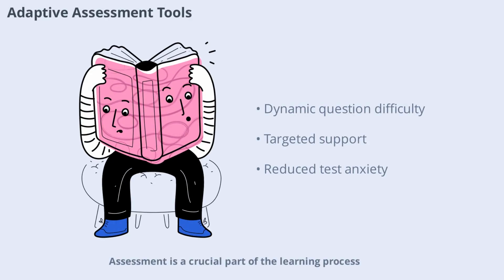Assessment is a crucial part of the learning process, and adaptive tools are making it more effective. These tools adjust the difficulty and type of questions based on student responses, providing a more accurate measure of understanding. Adaptive assessments can identify specific strengths and weaknesses, allowing teachers to tailor instruction and support. They also reduce test anxiety, as students are less likely to encounter questions that are too easy or too difficult.